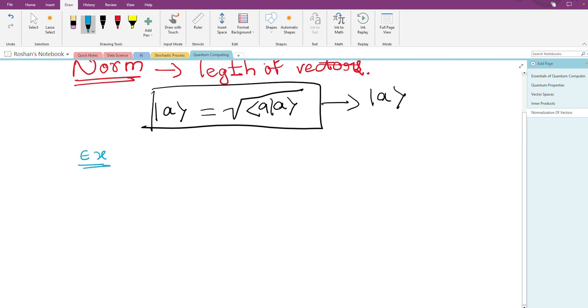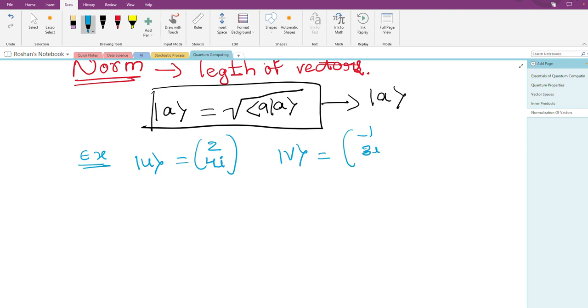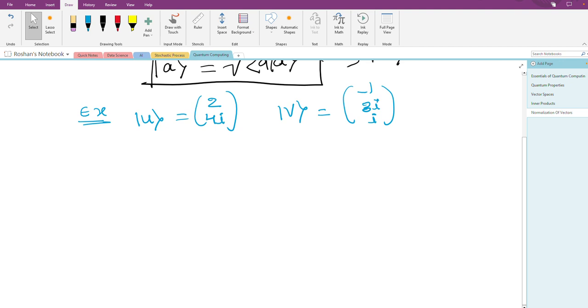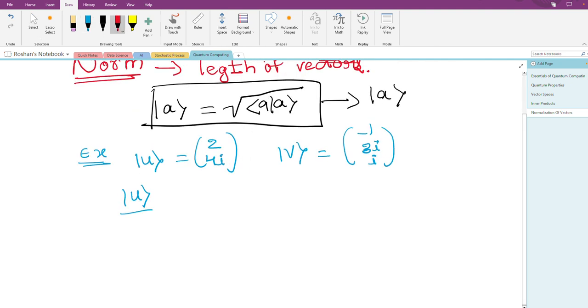Let's take an example with vector u. Vector u has 2 and 4i, and vector v has -1 and 3i. Now, if I need to find the length of vector u, what is the formula? Sorry, here is a small correction. The notation should be like this. This is the notation to find the length of a vector.